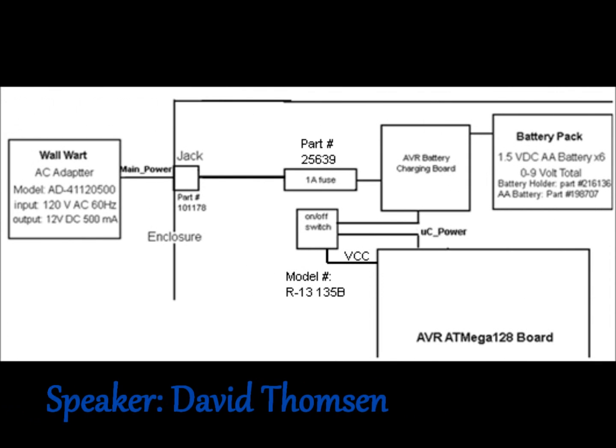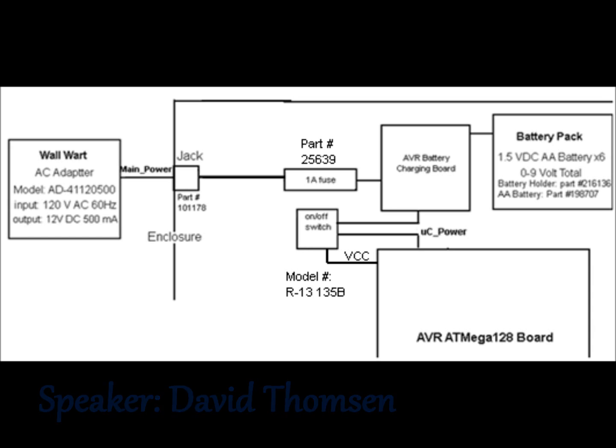This is the power circuit diagram for the project enclosure. On the left is the 120 volt AC to 12 volt DC wall wart, plugged directly into a standard DC power plug affixed to the inside of the enclosure itself. The power must then pass through a 1 amp slow blow fuse before entering into the power charging board.